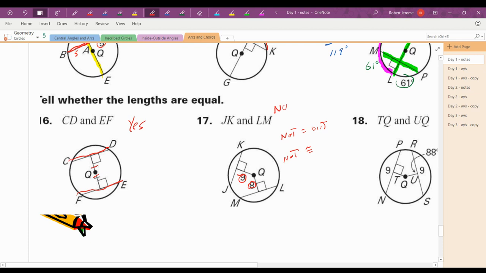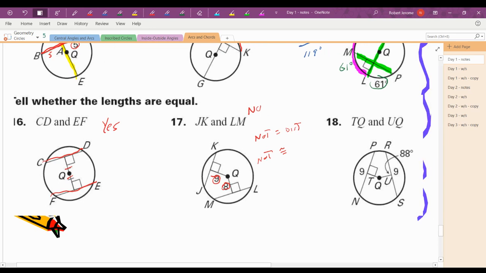And in number 18, notice that the angles are not congruent. One of them is measured perpendicular. The other one is 88 degrees. We have to have equal distance measured perpendicularly. So that's also a no.